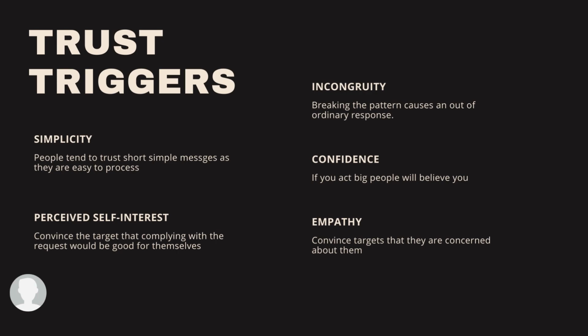Next, we have confidence. If you act big, people will believe you are. So if you show confidence, people will tend to trust you because you know what you're doing and know what you're talking about. Empathy convinces the targets that the social engineer is concerned about themselves, evoking a sense of empathy in their targets, so the targets end up concerned about the social engineer. That's how that really plays out.